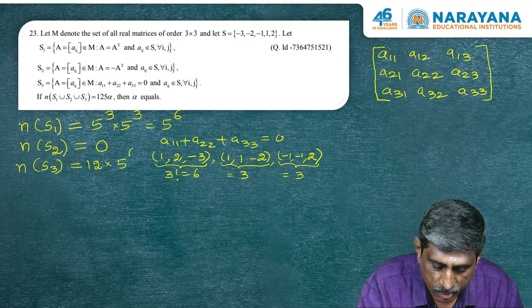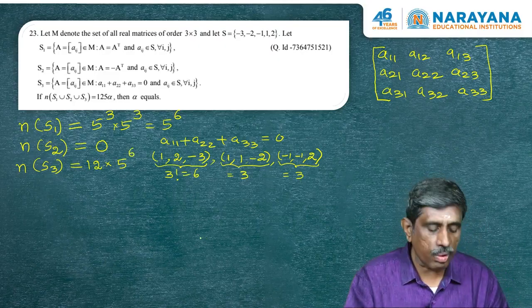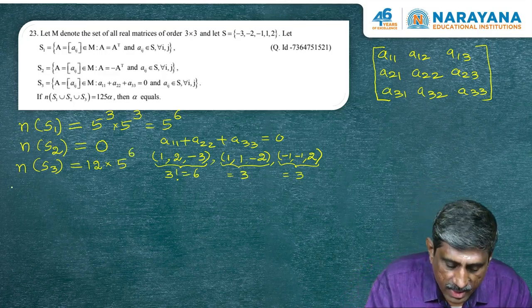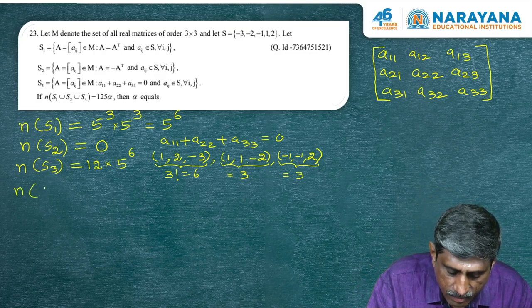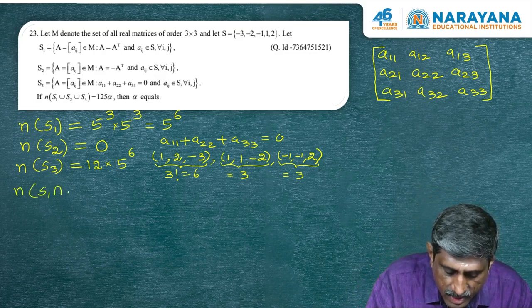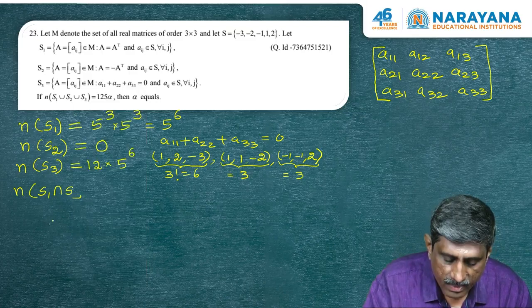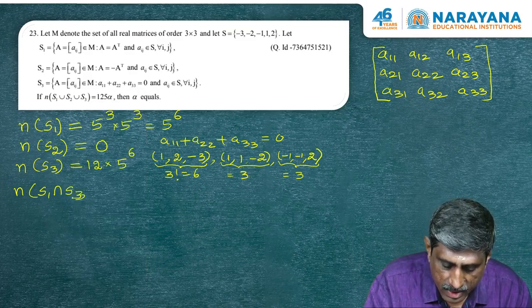So, into 5 to the power of 6 we have. So, n of S3 is 12 into 5 power 6. Let us calculate what is n of S1 intersection S3. We can forget about S2.